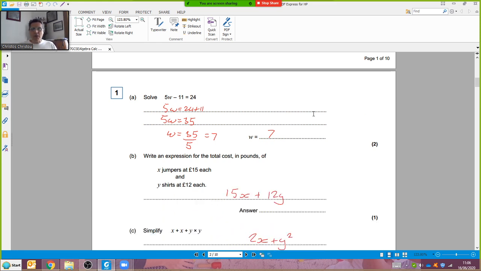So here's question 1. We're to solve this equation. So in order to do it properly, you should take the 11 over and add. Yeah, it's a 2-step equation. That's why it's 2 marks for GCSE.